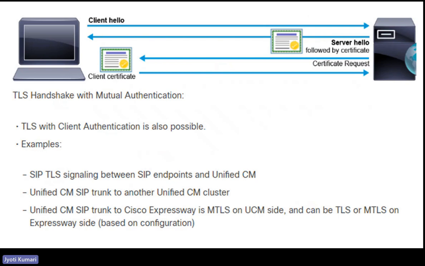Then TLS handshake with mutual authentication. In mutual authentication, TLS with client authentication is also possible. Both client and server need to have certificates, and they should be authenticated. For example, in SIP TLS signaling between SIP endpoints and CUCM, CUCM SIP trunk to another CUCM cluster, or CUCM SIP trunk to Expressway is mutual TLS on the CUCM side, and can be TLS or mutual TLS on the Expressway side based on the configuration. So these are the use cases of mutual authentication.